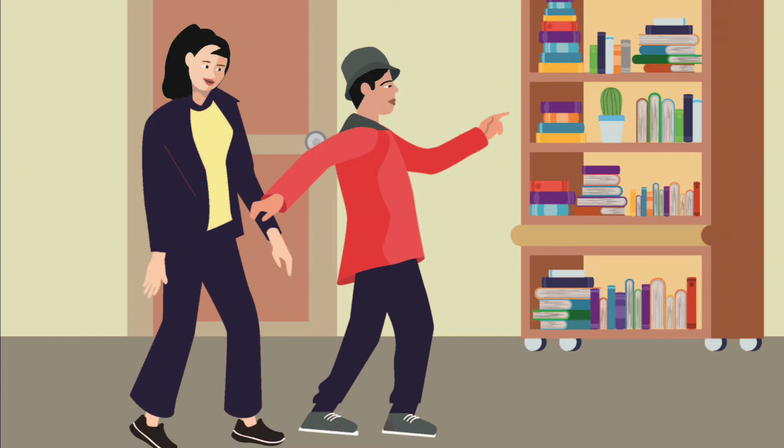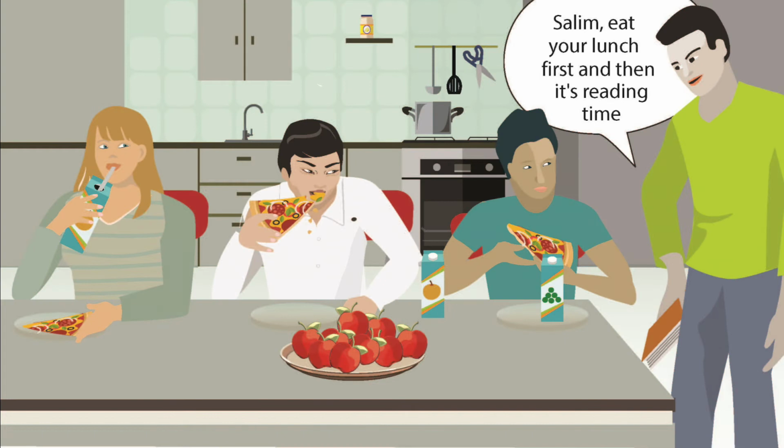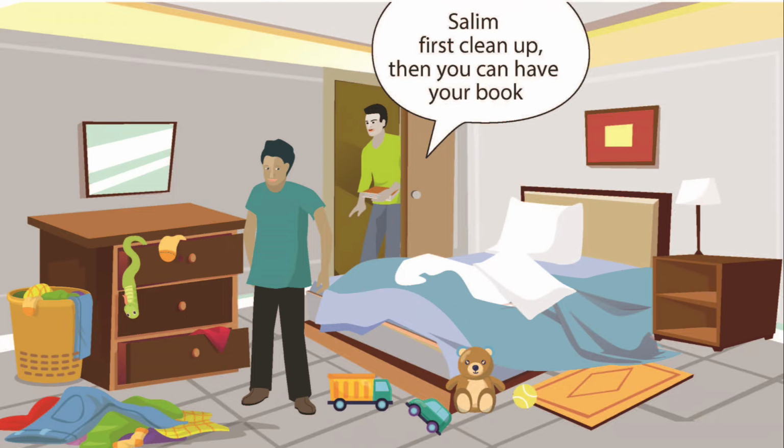Here are examples of when preferred items are rewards for completing tasks. Salim, let's finish your exercises and then you can read a book in your room. Salim, eat your lunch first and then it's reading time. Salim, first clean up, then you can have your book.